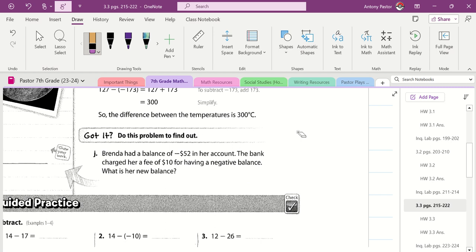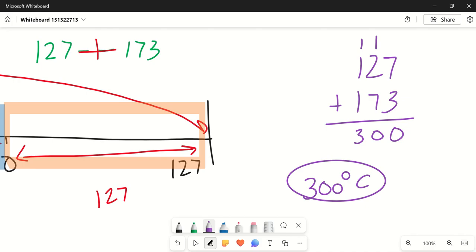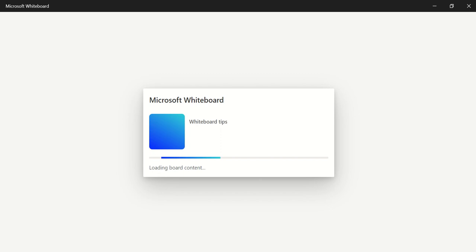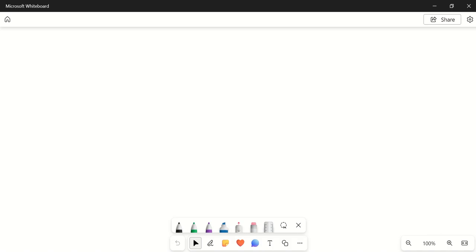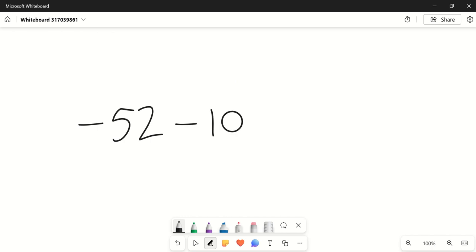You need to have a positive balance in your bank account. Since she overdrew, the bank is now going to charge her $10 for having that negative balance. This is the same thing as saying she has negative $52 in her bank account. And on top of it now, the bank is going to take away $10 from her account because she had a negative balance. This is negative 52 minus 10 is the equation that we're going to write.